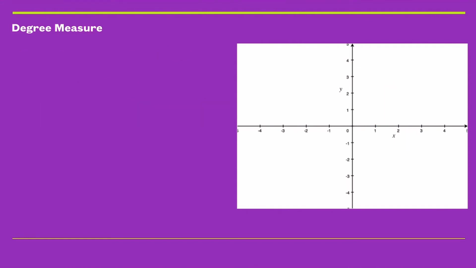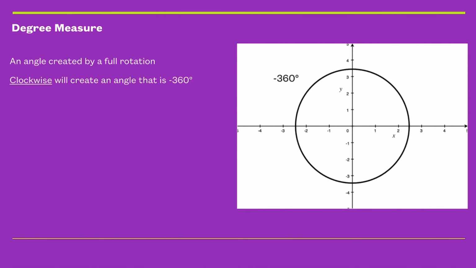Conversely, if we went clockwise, you can see in this little animation, I'll draw in the ray again. If I put our initial side here and we rotated it clockwise one full rotation, that would give us a value of negative 360 degrees.